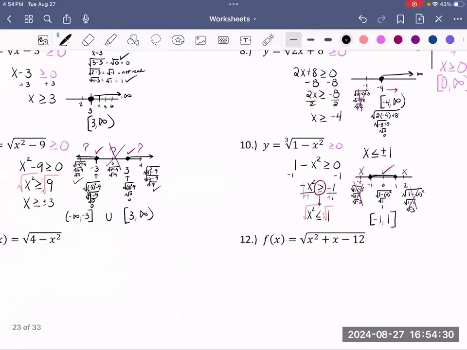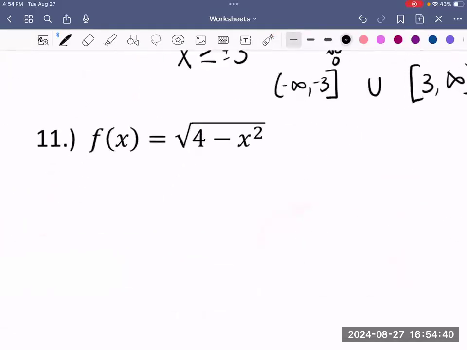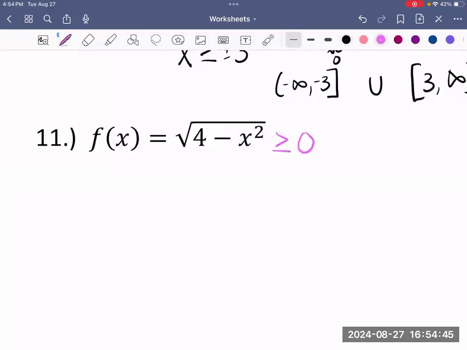Now, why don't you try it again with 4, and then I'm going to show you what we can also do as far as factoring goes with 12. So let's take a look here. So again, setting it greater than or equal to 0, we can have 4 minus x squared is greater than or equal to 0.